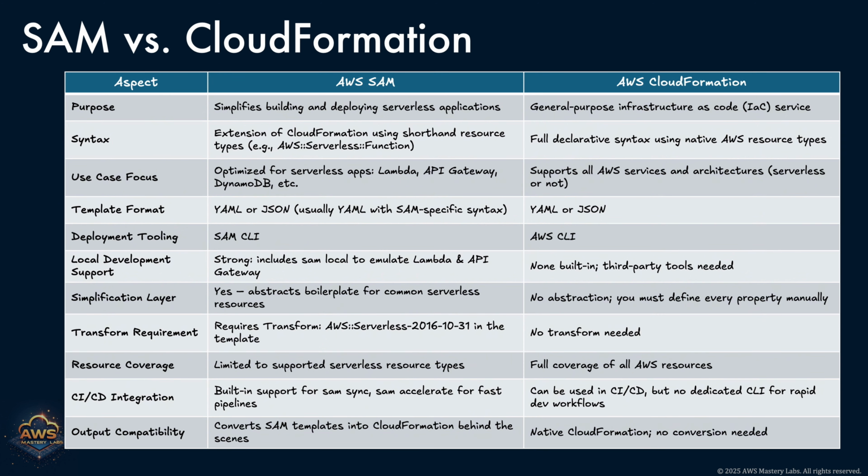SAM also includes a dedicated CLI, the SAM CLI, which provides a rich developer experience with commands for building, testing, deploying, and even emulating serverless apps locally. In contrast, CloudFormation relies on the AWS CLI or third-party tools for deployments and lacks any native support for local testing. So while CloudFormation gives you broader coverage and fine-grained control, SAM gives you speed and developer-friendly tooling, especially when working with serverless workloads.